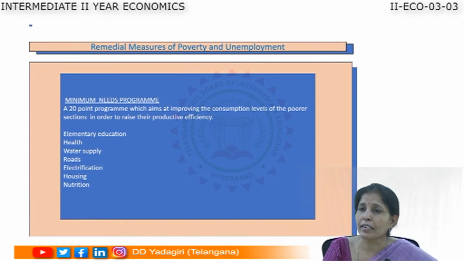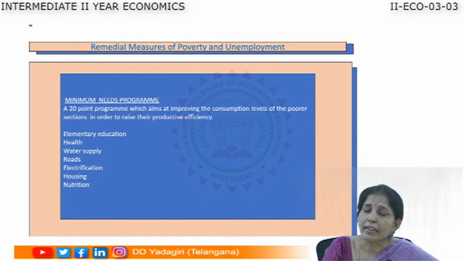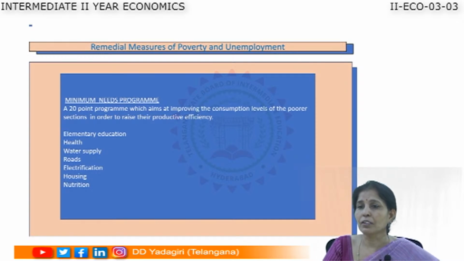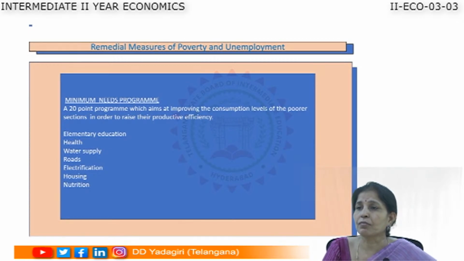Roads, electrification, housing and nutrition. Roads, basically in the rural areas, if these facilities are provided, they can fetch better prices for their commodities and we can uplift these people above the poverty line. So under the minimum needs program, we have health, education, nutrition, water supply, roads, housing and electrification. And today the present government is providing 2 BHK for all the poor people, uplifting them and improving their productive efficiency.